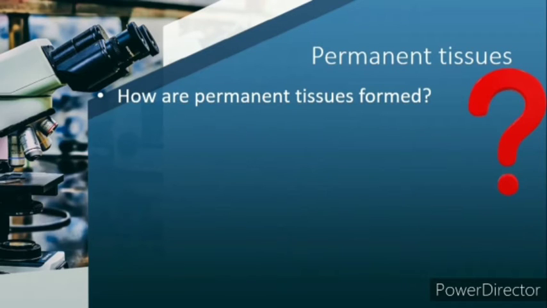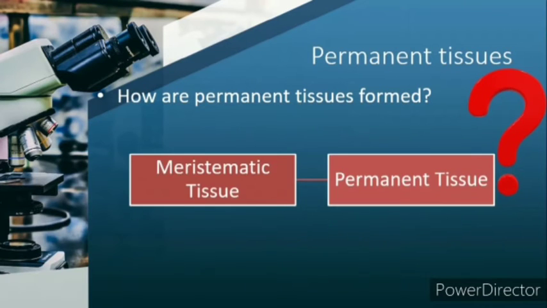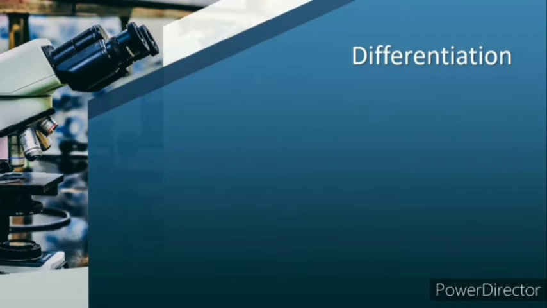So students, how are these permanent tissues formed? You must know that the permanent tissues arise from the meristematic tissues. From the meristematic tissues, there are some cells which will get differentiated into the permanent tissues. And the process is known as differentiation.